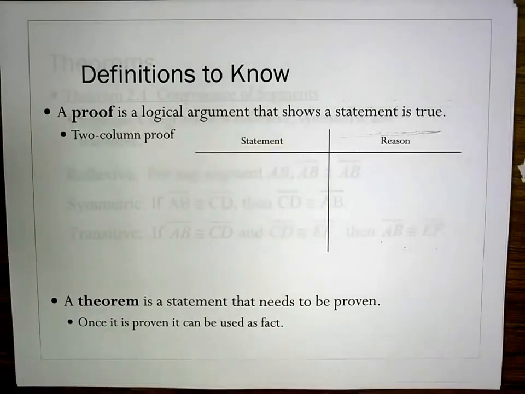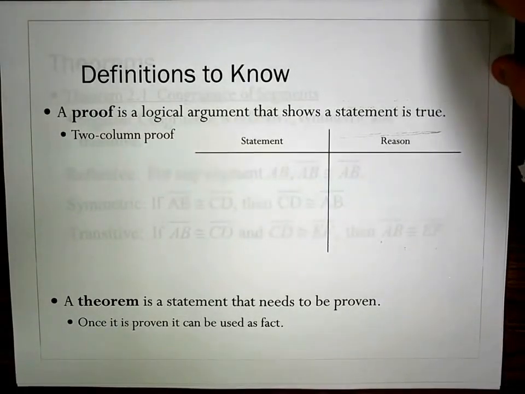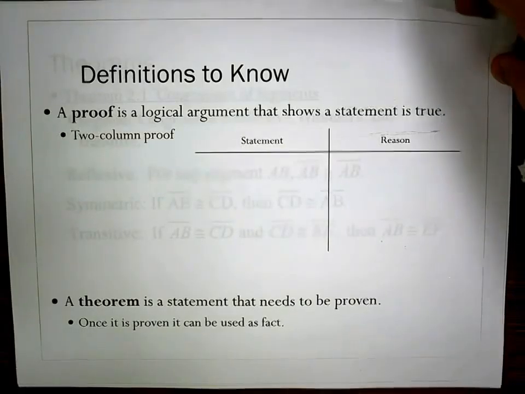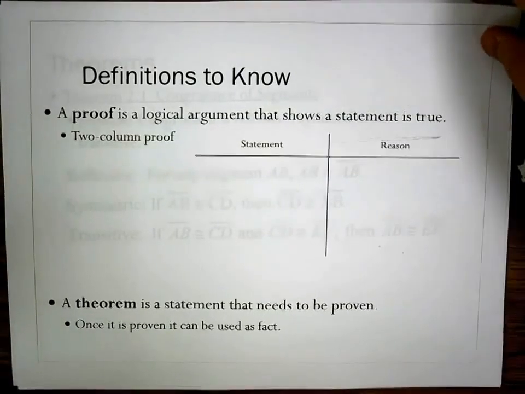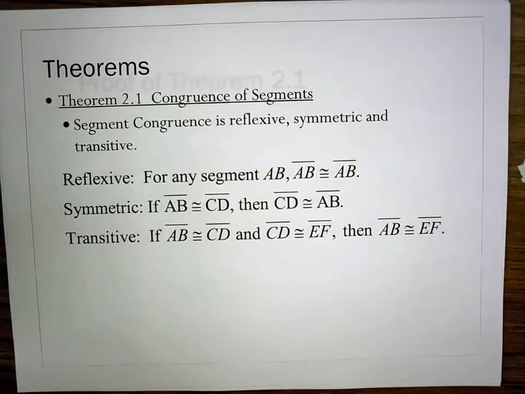Why we're doing this is because we're looking at theorems, and a theorem is a statement that needs to be proven. So once it's proven, we can, in fact, use it as fact. This is different than a postulate. We've had postulates so far, and postulates are just a given statement we accept as true. A theorem, we have to use our prior knowledge to form that logical argument to prove it, and then we can actually use it.